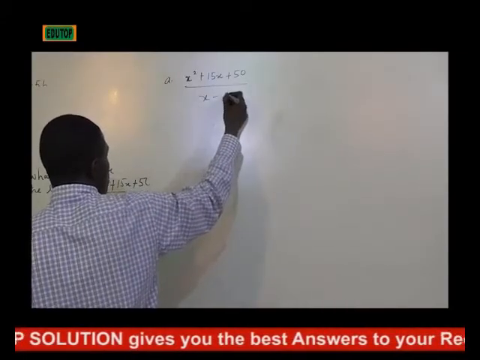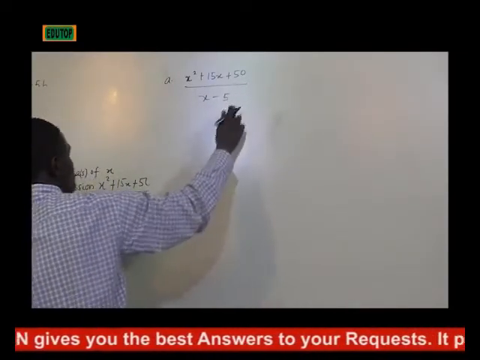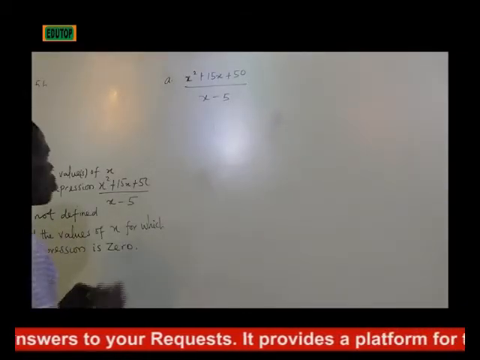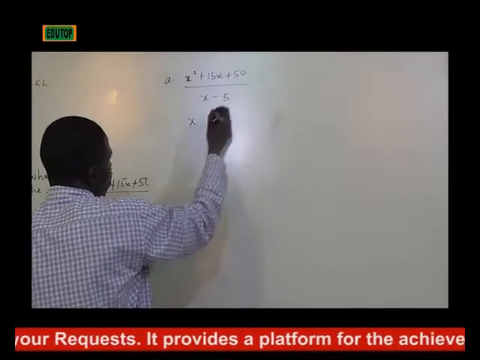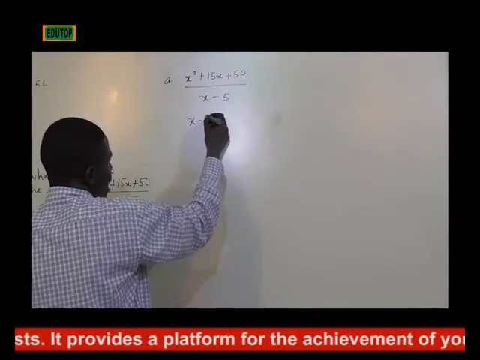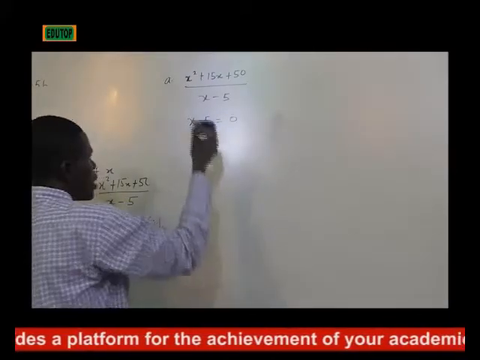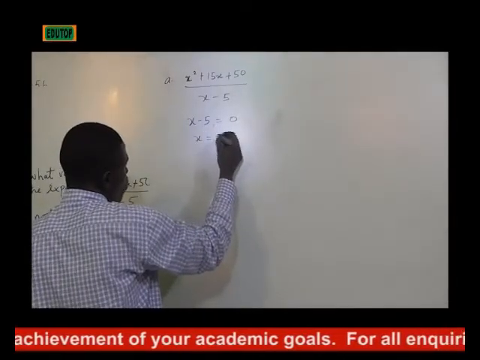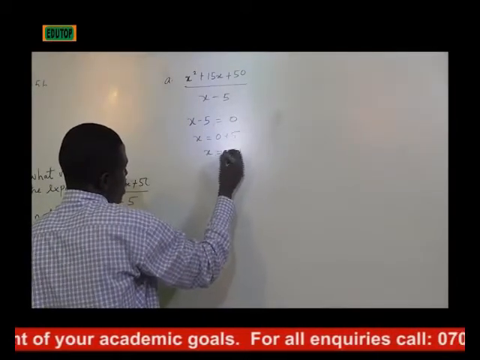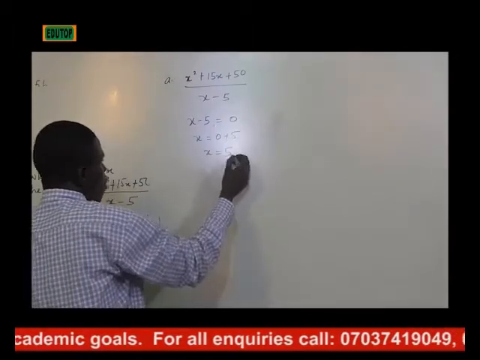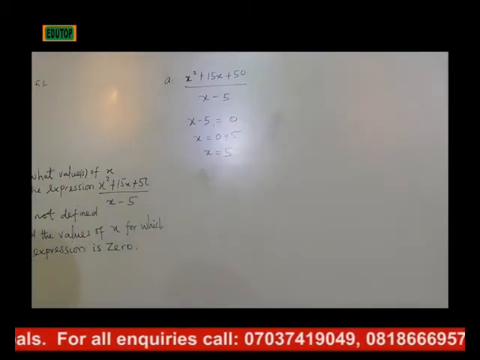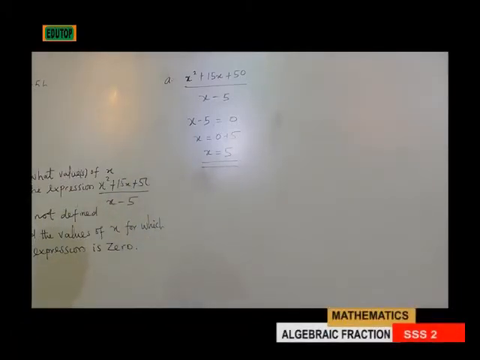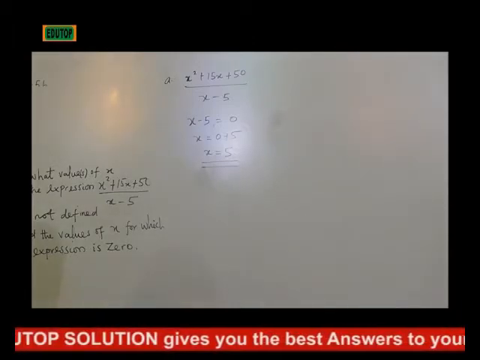And we know vividly from the concept of undefined that for a particular expression to be undefined, the denominator must be equal to 0. So here, what is the denominator? X minus 5. X minus 5 must be equal to 0 for this expression to be undefined. So automatically we have x equal to 0 plus 5. Then your x will be equal to 5. So that means the value of x that will make this expression undefined is when your x is equal to what? 5. That is the answer there.